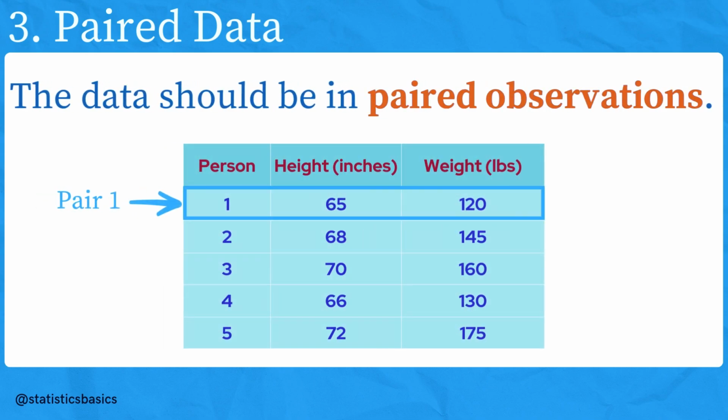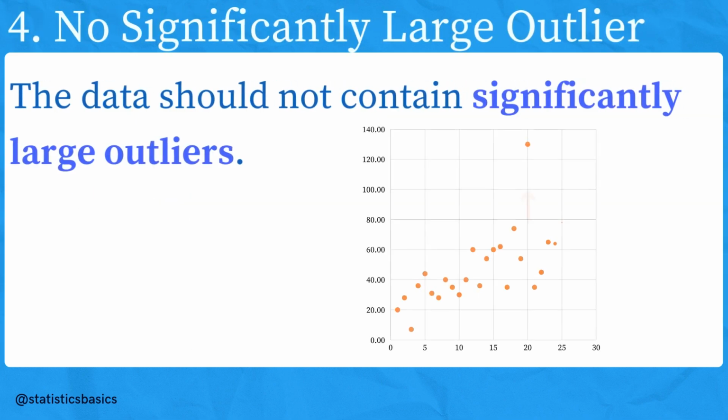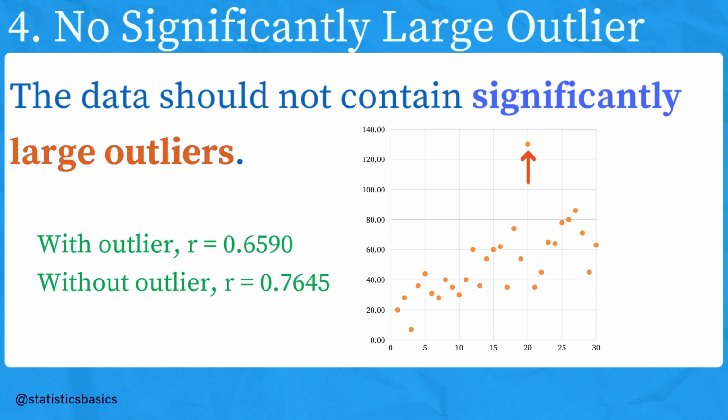For each value of one variable, there must be a corresponding value of the second variable. Finally, the data should not contain large outliers, as even a single outlier can heavily influence the Pearson correlation coefficient and lead to misleading conclusions.